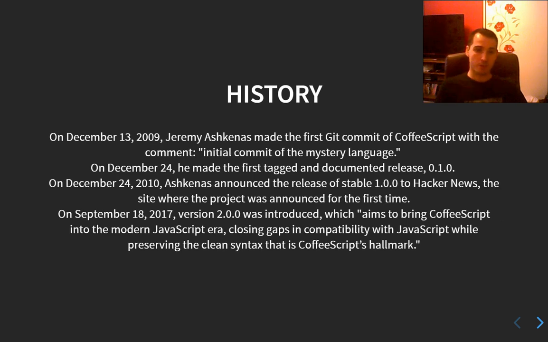History. On December 13, 2009, Jeremy Ashkenas made the first Git commit of CoffeeScript with the message "initial commit of the mystery language." On December 24, he made the first tagged and documented release, 0.1.0. On December 24, 2010, Ashkenas announced the release of stable 1.0.0 to Hacker News, the site where the project was announced for the first time.